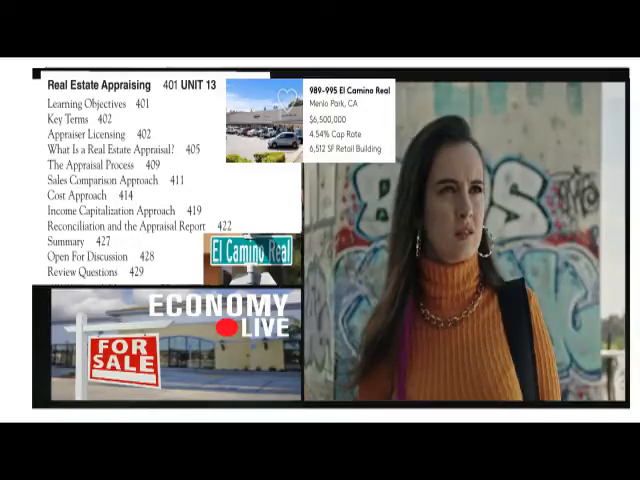Unit 13. Real Estate Appraising. Learning Objectives. When you have completed this unit, you will be able to state the requirements to become licensed as an appraiser in California. Define what an appraisal is and explain how an appraisal may be used.